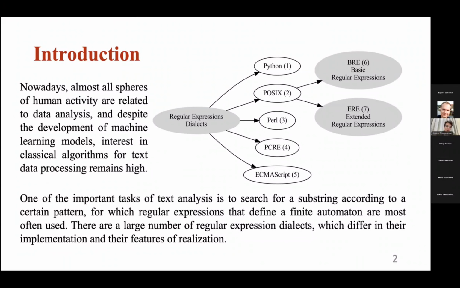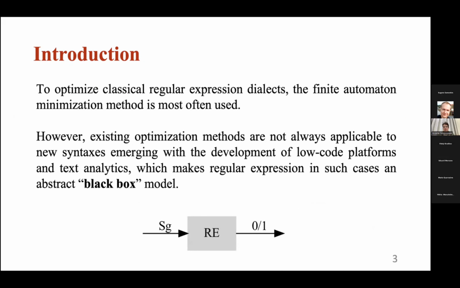used. There are a large number of regular expression dialects. For example, the Python dialect is the most popular dialect in programming, or for example PCRE or another, which differ in their implementation and their features of realization. To optimize classical regular expression dialects, the finite automaton minimization method is most often used. But existing optimization methods are not always applicable to new syntaxes emerging with the development of low-code platforms and text analytics, which makes regular expression in such cases an abstract black box model.